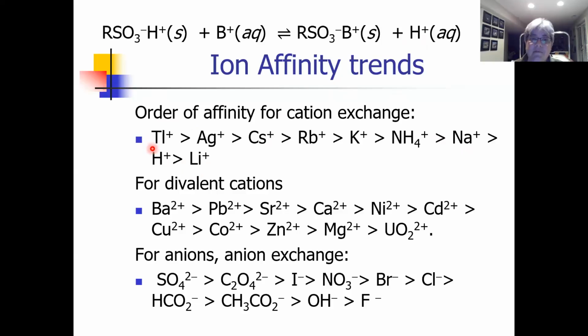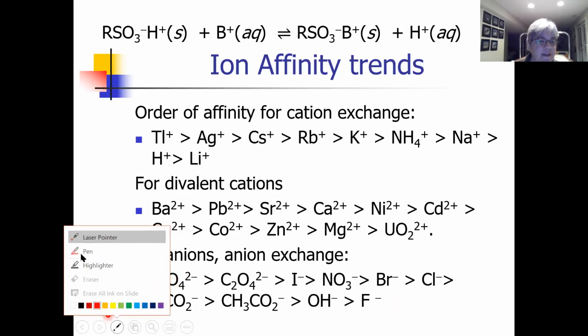Sodium will come off next, and very last would be thallium. And here's the order for +2 ions, and also the order for anions. The ones on this side come off last because they like the column more, and the ones over on this side will come out first.